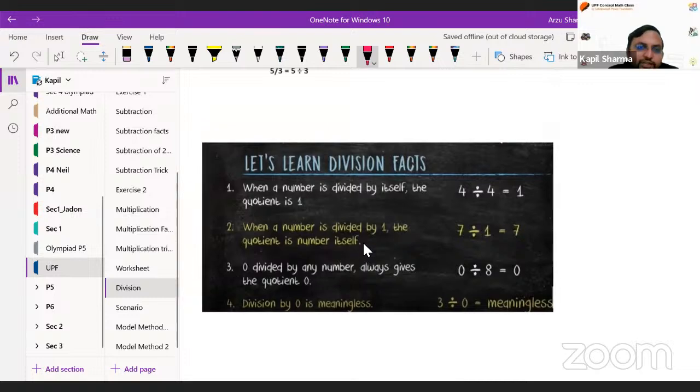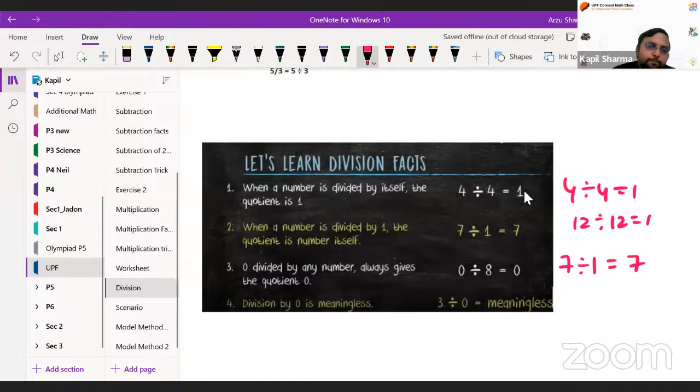Now let's look at the division facts quickly. All of you are familiar with this, but for the sake of the lesson, let's just quickly go through them. The first one is when you divide a number by itself, the result is 1. So 4 divided by 4 is 1. Take any number, divide it by itself, the answer would be 1. The second fact is when you divide a number by 1, the answer is the number itself.